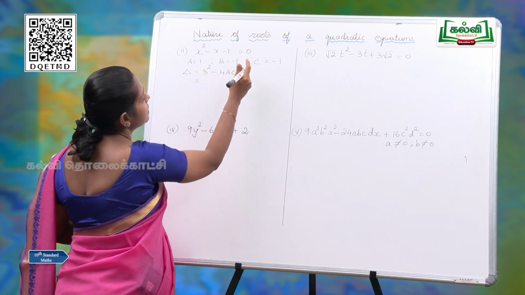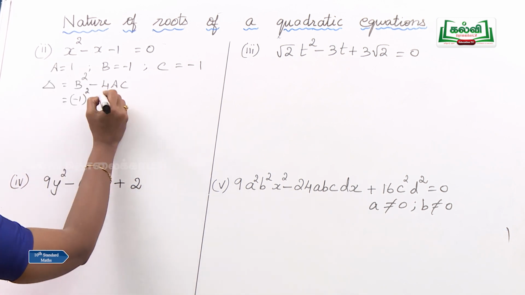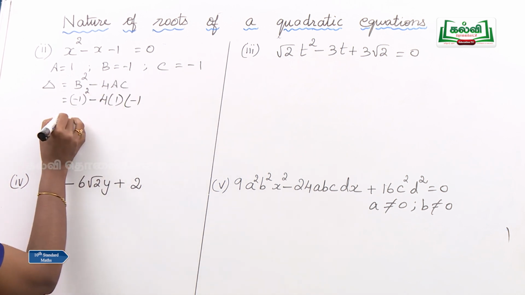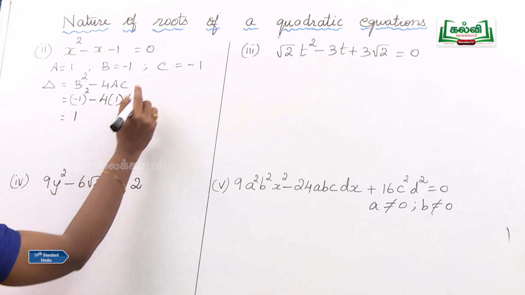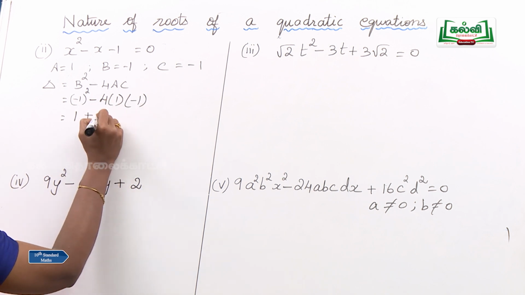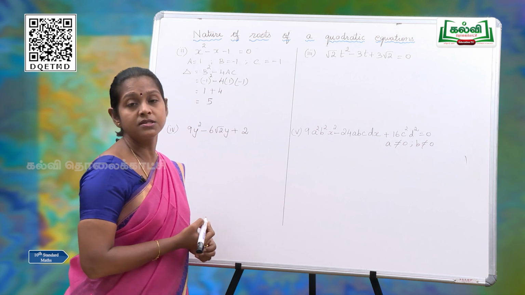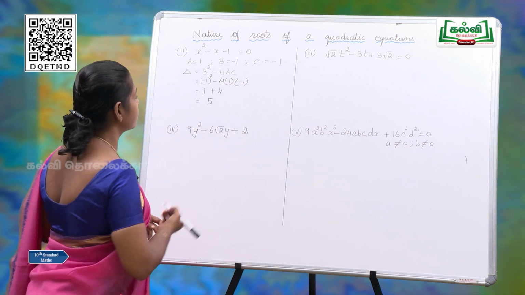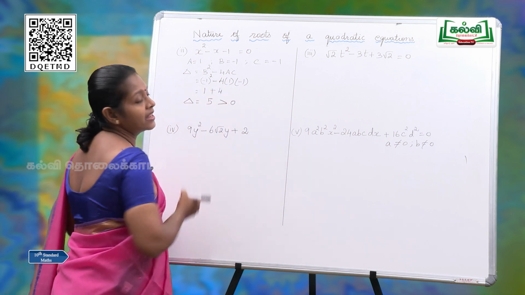So what is B? Minus 1. Minus 1 whole squared minus 4. A is 1, C is minus 1. Now see this, minus 1 squared is nothing but plus 1, and minus into minus plus, 4 ones are 4, again 4 ones are 4. Totally you are getting 5. Is this a positive number or a negative number? Of course, it is a positive number, so that delta value is 5, which is greater than 0.